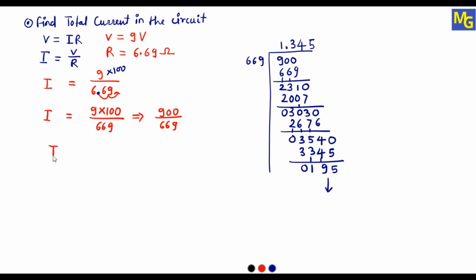I is equals to, that is current is equals to 1.345, and the current unit is what? Ampere. So this is the answer for current. So total current is 1.345 ampere, and the total resistance is what we got? It is 6.69 ohm.